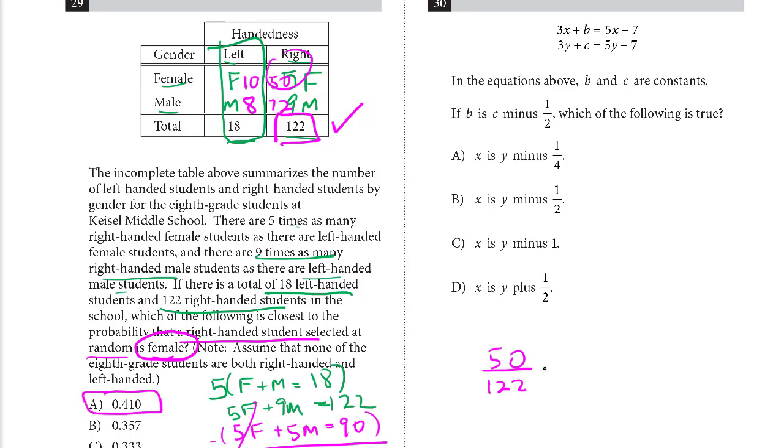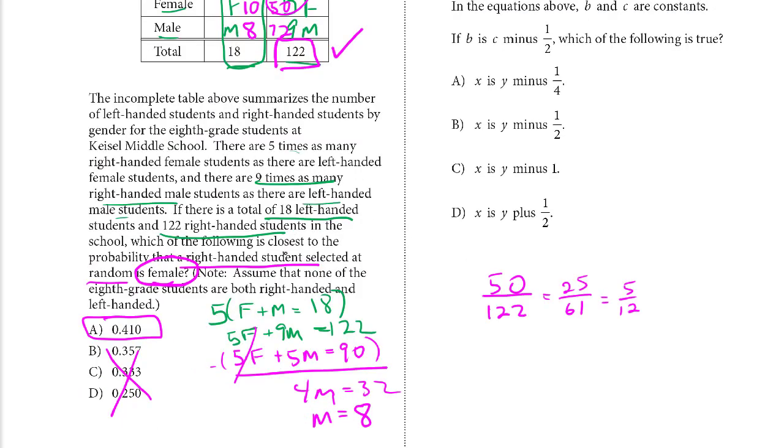And I could reduce this if I wanted to as well. That's 25 over 61. I note that that's about 5/12, which is pretty close to 0.4. It's not 0.35, 0.33, or 0.25. The correct answer is A, 0.41. Again, you could use your calculator. Kind of boring, but it might be a touch faster in this case.